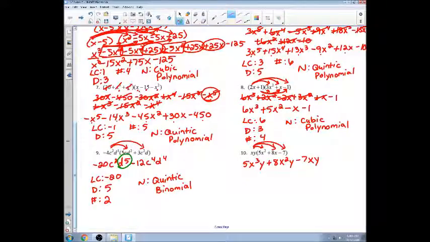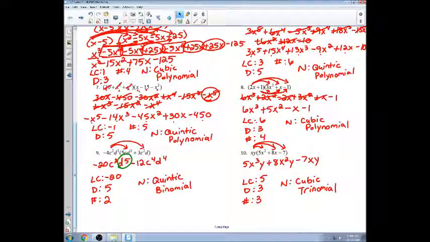My largest degree is in the front. My largest exponent's in the front, so it is in standard form. So my leading coefficient will be 5. My degree will be 3. My number of terms will be 3. So my name would be a cubic trinomial. Trinomial like a tricycle. There are 3 wheels on a tricycle, so it is a trinomial.